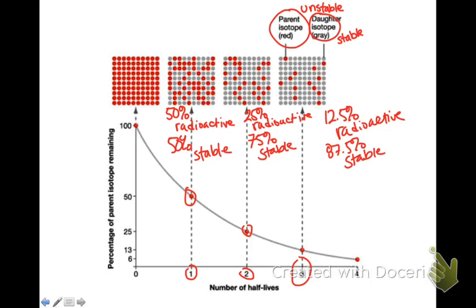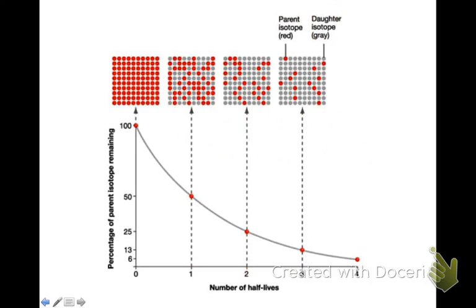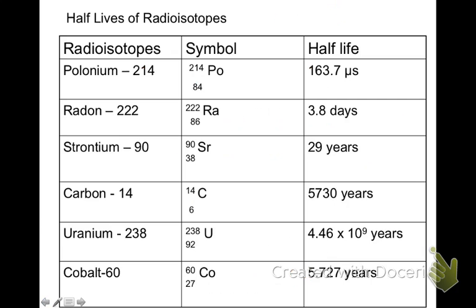And you can go out as many half-lives as you need to, but the point is that scientists use this information to see how old something is. By working backwards and determining what percentage is still radioactive, they can know the number of half-lives that have passed, and that can tell them how old something is. To do that, though, they have to understand what kind of a sample they're working with, or what kind of isotope they're investigating. So we have a little table here that I'd like for you to put in your notes.